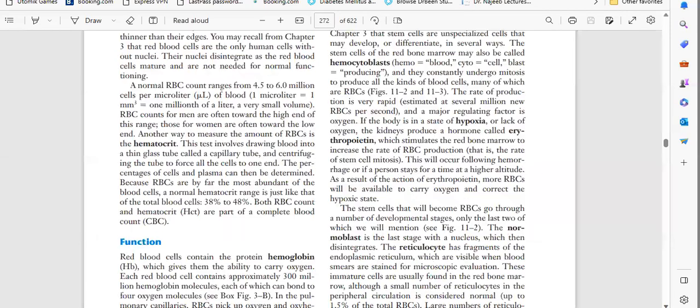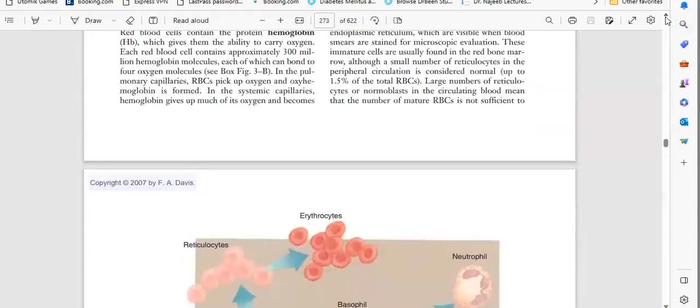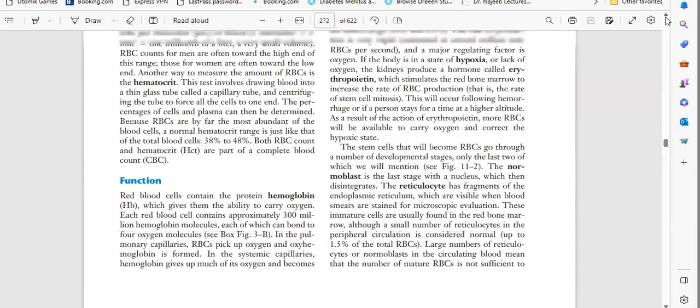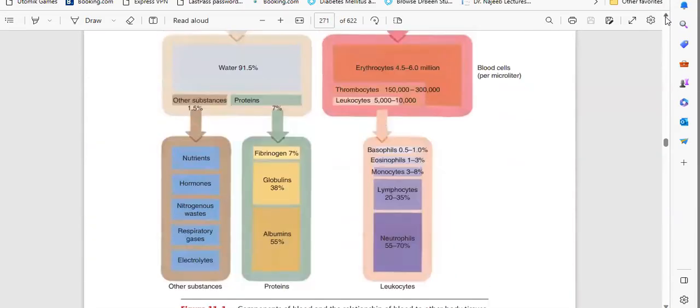Number one is water, 91% is water, and in that we have proteins: fibrinogen, globulins, and albumins. And in other substances, 1.5%: nutrients, hormones, nitrogenous waste, respiratory gases, and electrolytes. Today we will talk about blood cells.